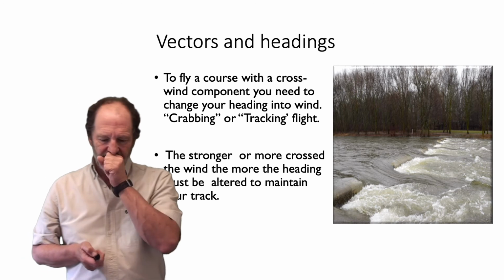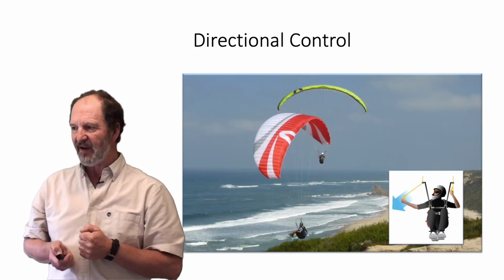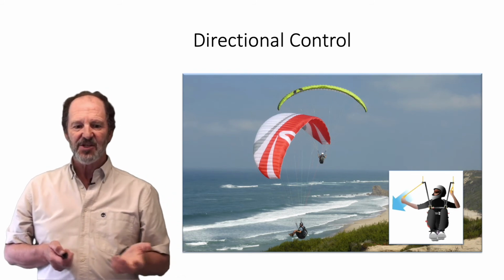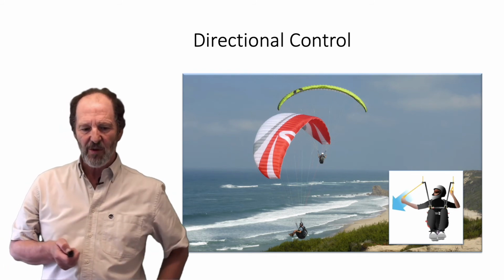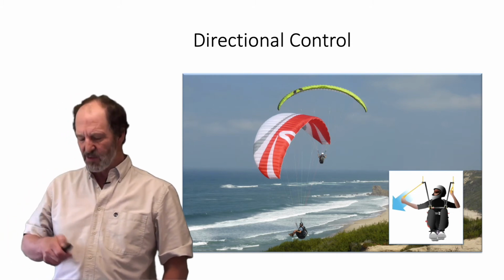Right, directional control. How do we turn? This is paragliding specific here, really. This seems really basic. As soon as you do your first day, you learn how to control a paraglider. You look, you lean, and you tug on the brake. Simple as that. So what's actually happening?